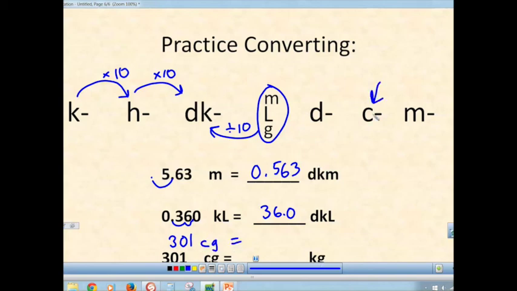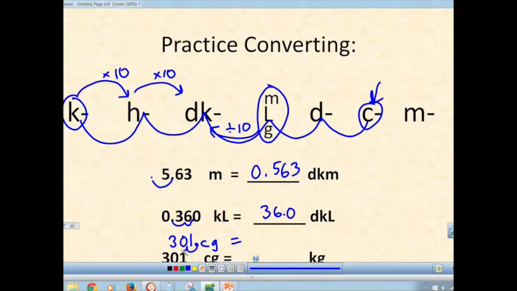Well, here's centi, and kilo's way over on the left. So we're going to do a lot of dividing. Divide by 10, divide by 10, divide by 10, divide by 10, divide by 10. It was 1, 2, 3, 4, 5 places we move to the left with our decimal. 1, 2, 3, 4, 5, plop. Add the zeros, put the 0 in front, and you get 0.00301 kilograms. That would be tenths, hundredths, thousandths, ten thousandths, hundred thousandths. We'd call this 0 and 301 hundred thousandths.